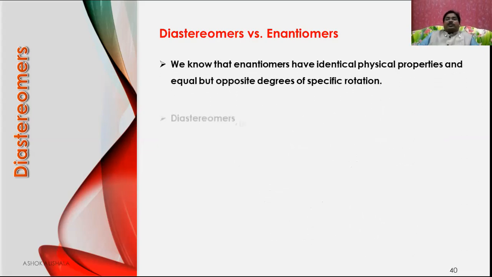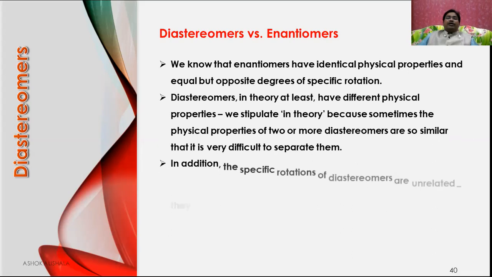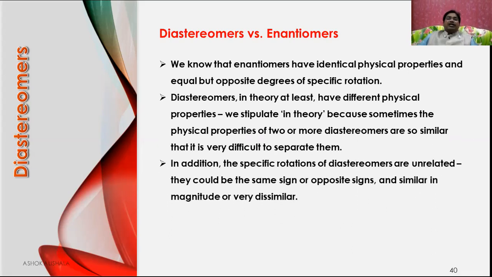Now let us see. We know that enantiomers have identical physical properties and equal but opposite degrees of specific rotation. Diastereomers, in theory at least, have different physical properties. We say in theory because sometimes the physical properties of two or more diastereomers are so similar that it is very difficult to separate them. In addition, the specific rotations of diastereomers are unrelated. They could be the same sign or opposite sign, and similar in magnitude or very dissimilar.